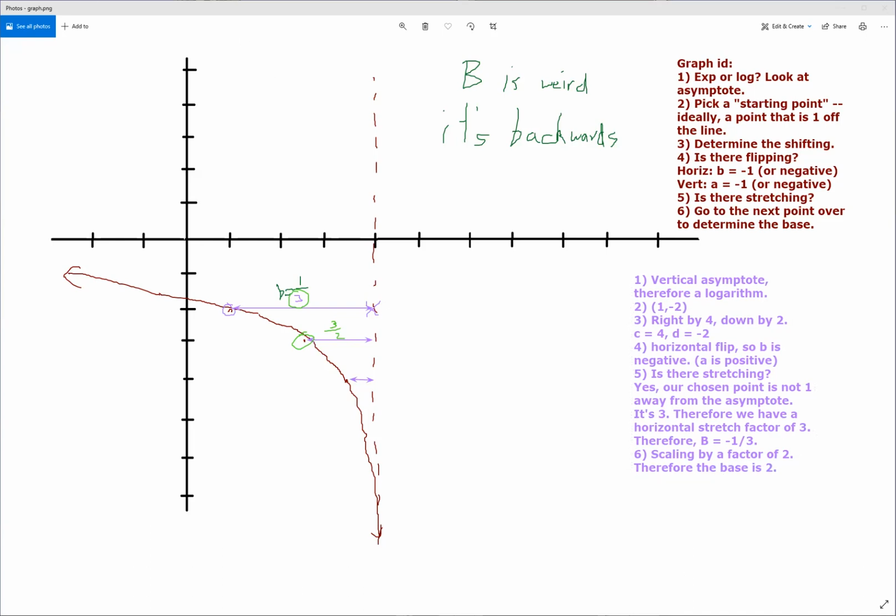All right, now we've got all this stuff. So y equals log base 2 of x. But now we need to add in the goodies. All right, our c value is 4, so we need a minus 4. Our d value is minus 2, so we're going to subtract 2 out here. And our b value is negative 1/3, and that needs to be in parentheses. So there's our finished product.